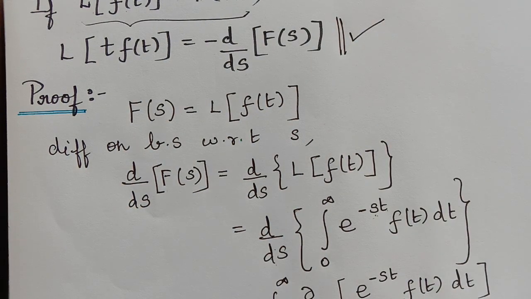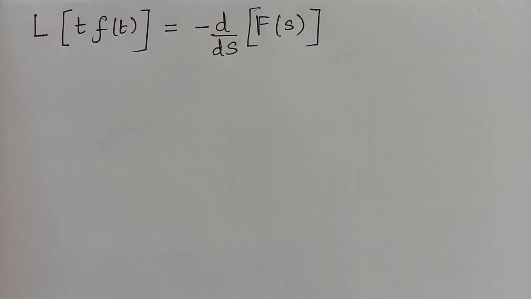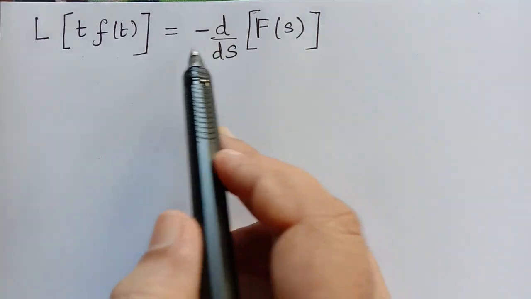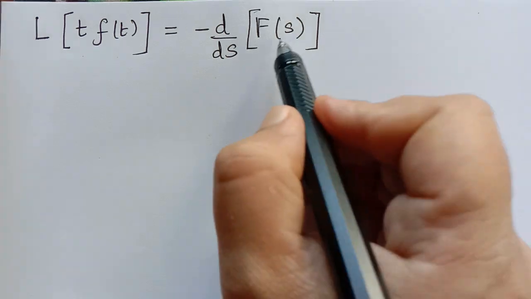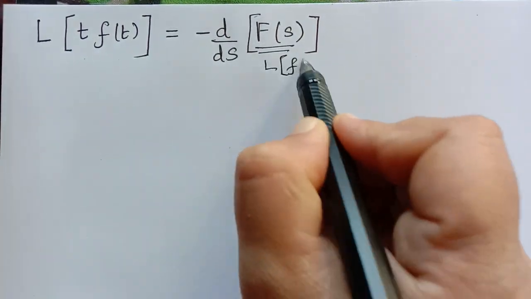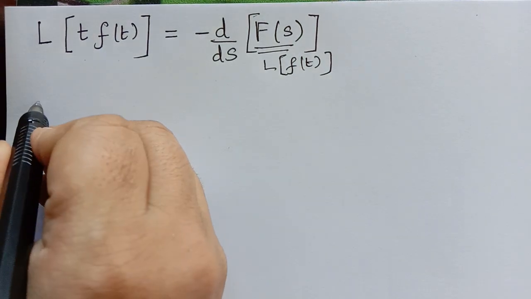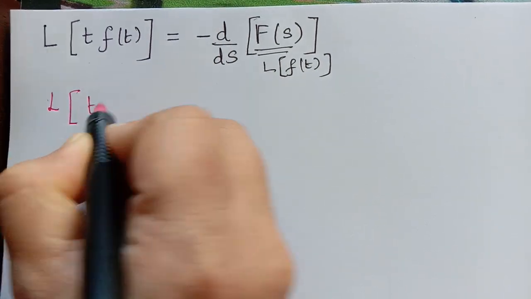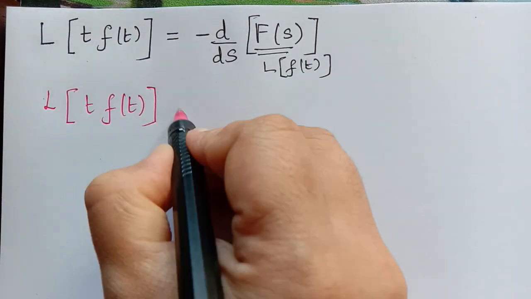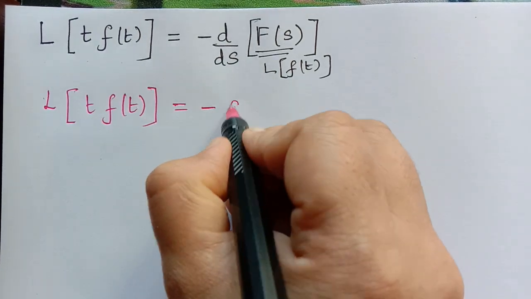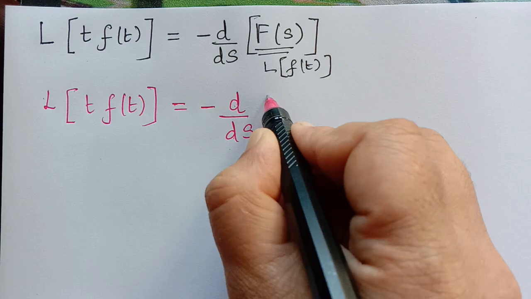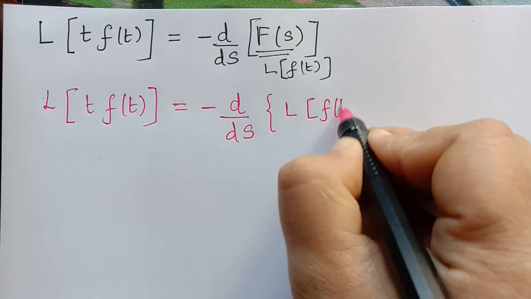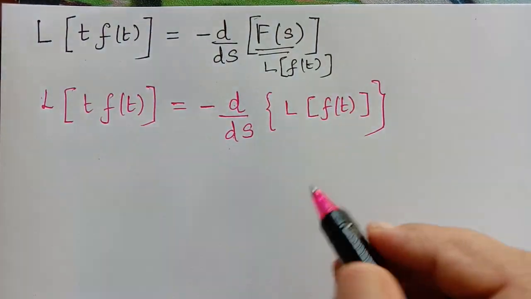Now we will see the corollary of this theorem. Before seeing the corollary, we can just rewrite this theorem. That is, we know that L of t f of t is equal to negative d by ds of F of s. But what is F of s? It is L of f of t. So we will just rewrite this result. While solving the problems, we have to use the result in this form: L of t f of t is equal to negative d by ds of, we will replace capital F of s, so it will be d by ds of L of f of t. So this is how we will be using it in the problems also.